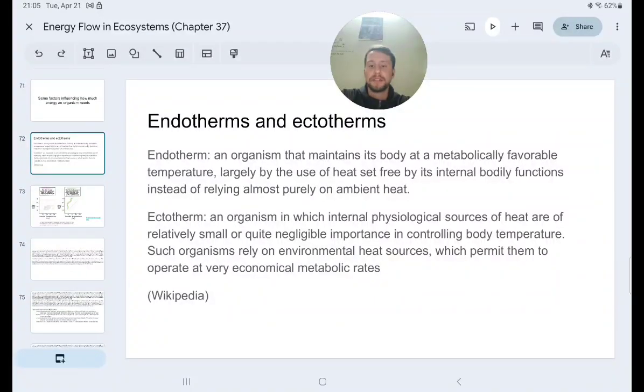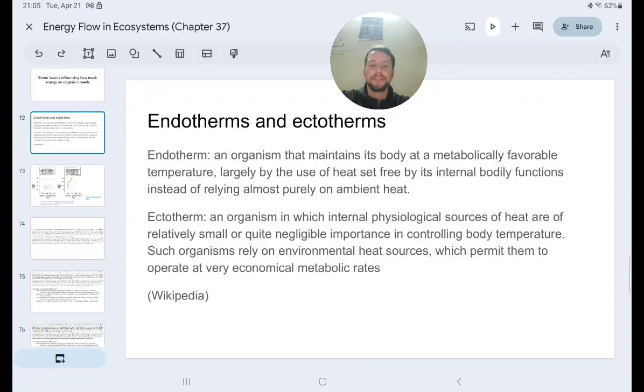Well, we have endotherms and ectotherms. Endotherms maintain their body temperature largely by the use of heat set free by internal body functions, such as cellular respiration. And ectotherms are organisms in which the internal sources of heat are relatively small or quite negligible, so they rely on the environment instead of producing their own energy. They have to rely on the environment to maintain their body temperature for their enzymes, etc., to function, but they don't have to use as much cellular respiration to maintain their body temperature, and so they can use less energy.